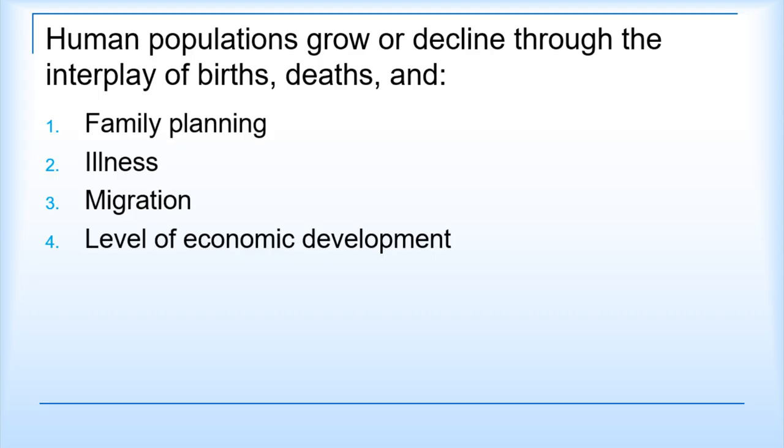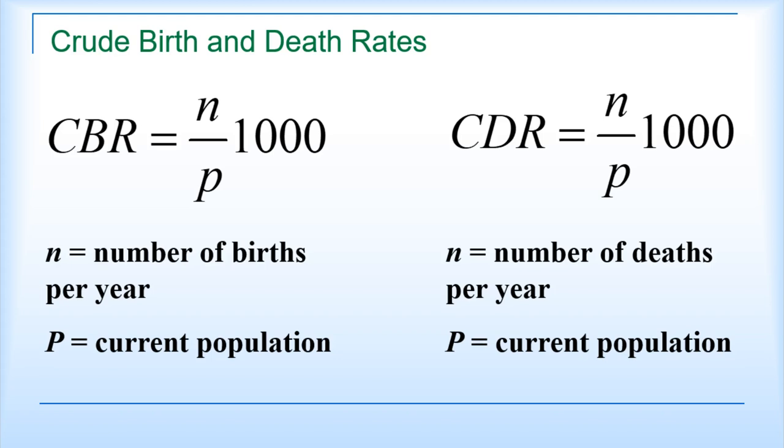Okay, so human populations grow or decline through the interplay of births, deaths, and migration. It's all about how many individuals are coming into the population and how many individuals are going out of the population. And that could be because they are moving in and out, or because they are being born, or because they are dying.